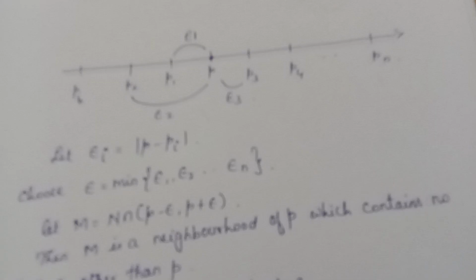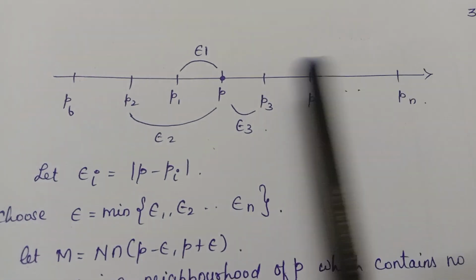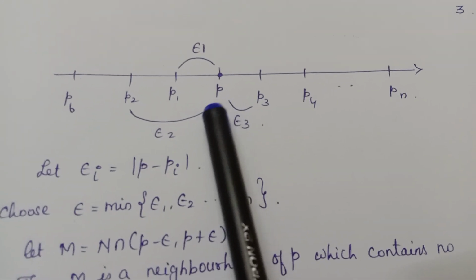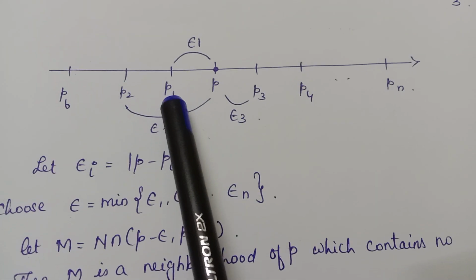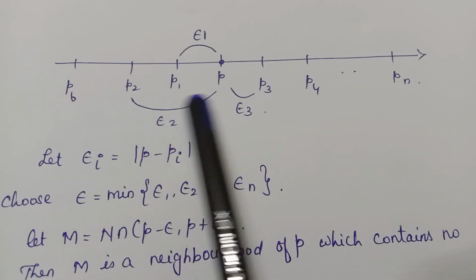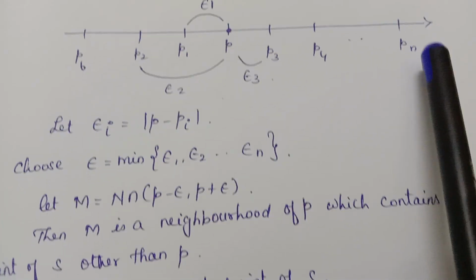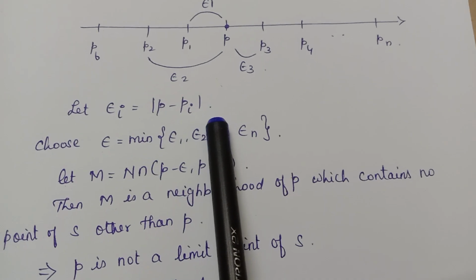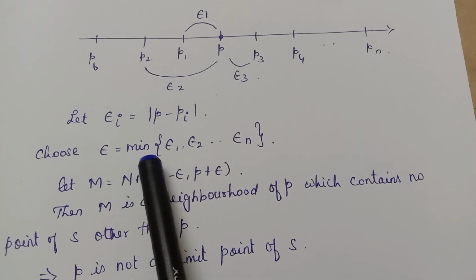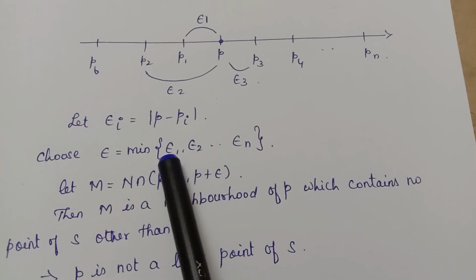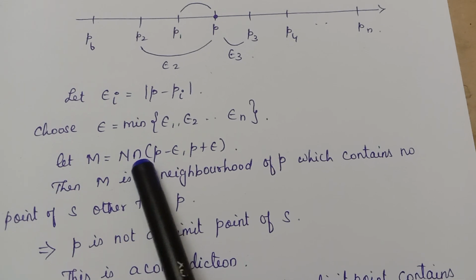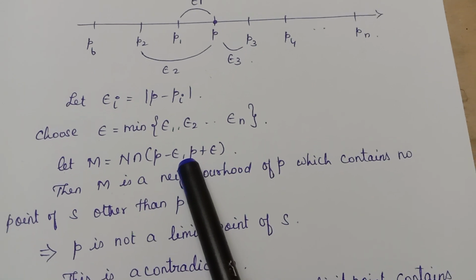So what happened in this case? Look at this diagram. This is my real line and P is a limit point, and N intersection S is only this finite number of points P1, P2, P3. I have randomly plotted the points on the real line. Now let me define epsilon i to be the distance between P and Pi, and choose epsilon equal to the minimum of epsilon 1, epsilon 2, etc. up to epsilon n, and define M to be equal to N intersection the interval P minus epsilon to P plus epsilon.